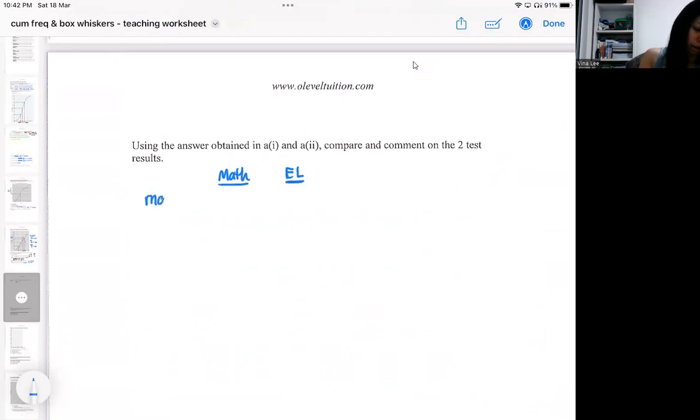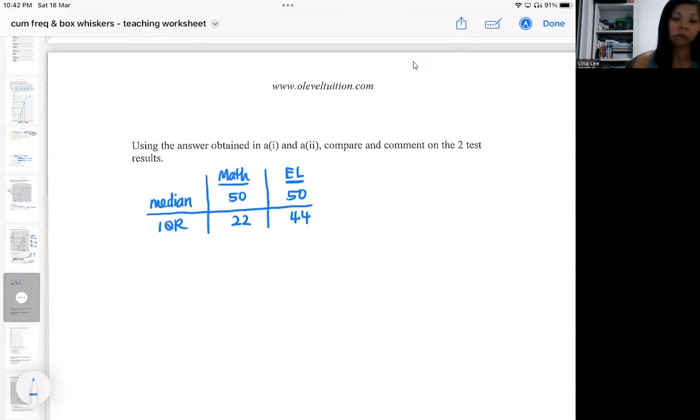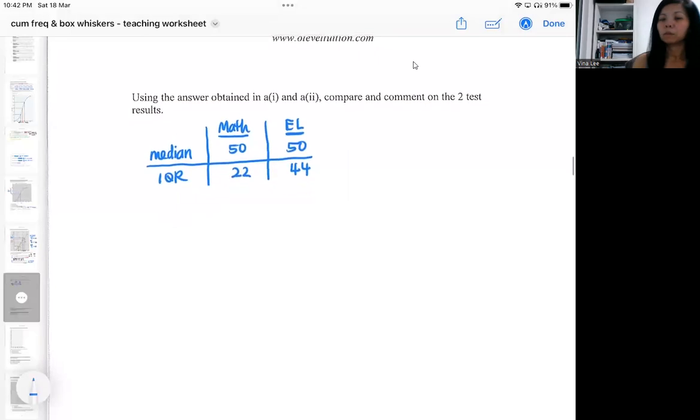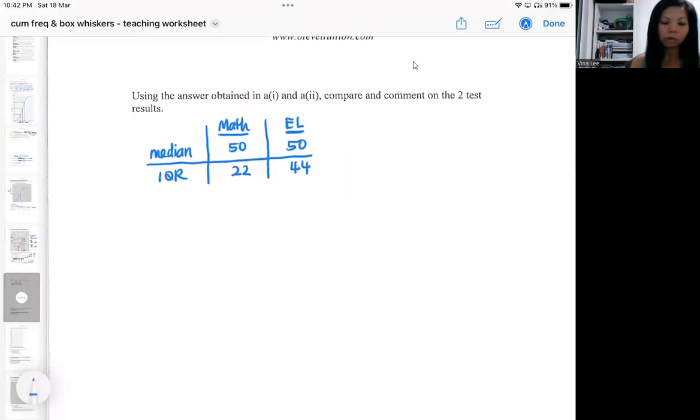So for the median, we know that they got the same median. Then for the interquartile range, we know that for math, we got 22, and for English, we got 44. So if you base on the median, we couldn't tell any difference because both got the same median. So that means, based on the median, we will feel that students do equally well for math test and English test. So that is also a comment.